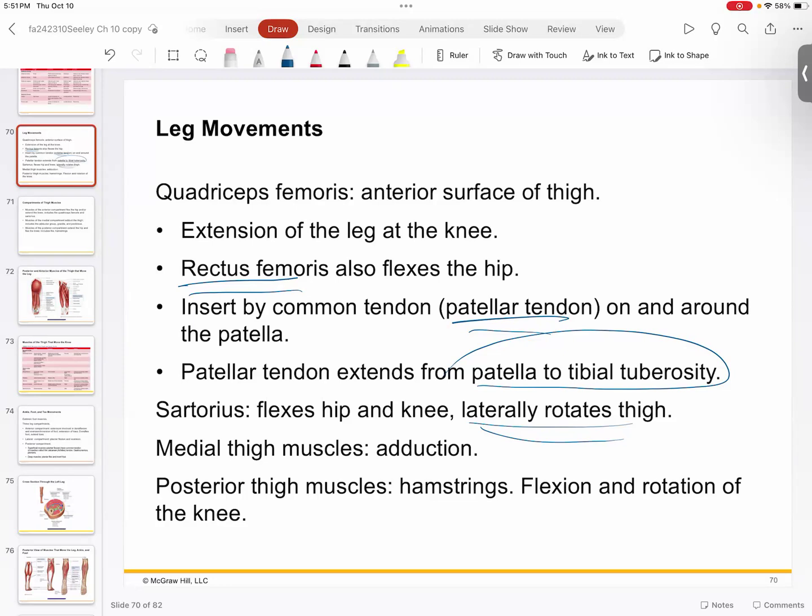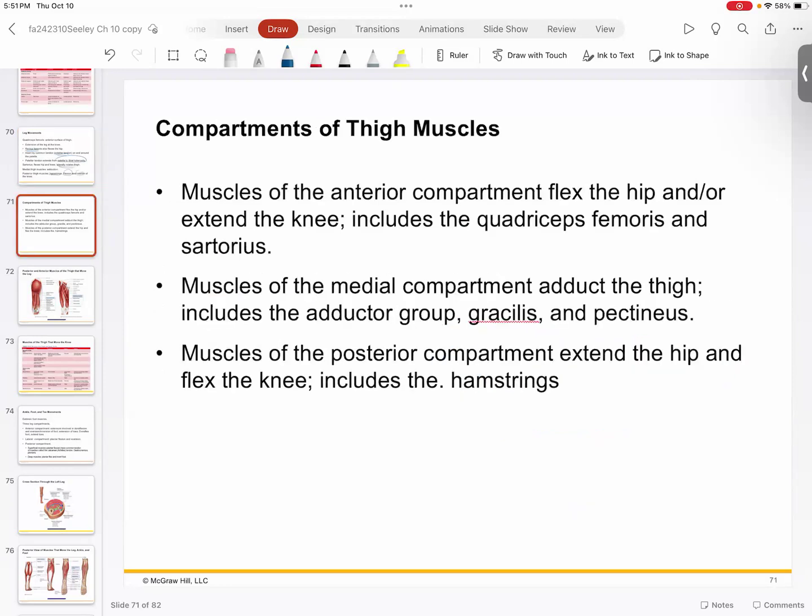Okay. So these are some of the inner muscles for adduction, right? Adduction going toward the midline. So those are those big ones that we just saw. And then, of course, your posterior thigh muscles, that's basically the back ones, the hamstrings, so to speak. These are for flexion and rotation of the knee. So to basically bend your knee, that is your hamstrings.